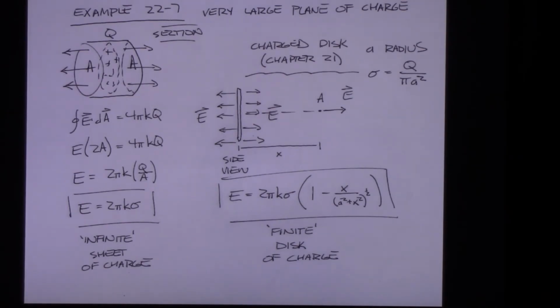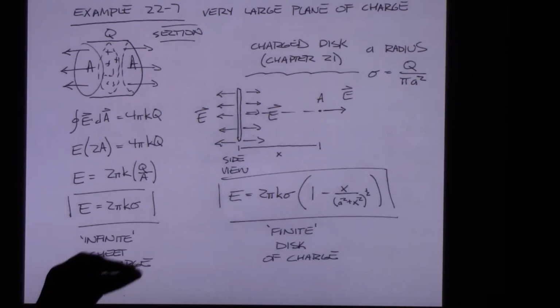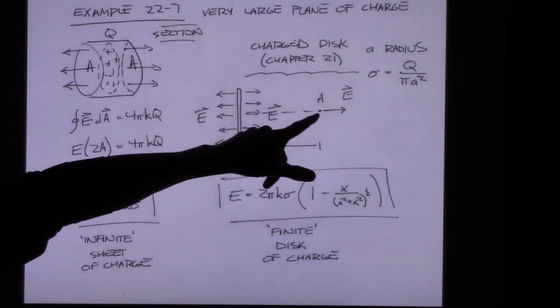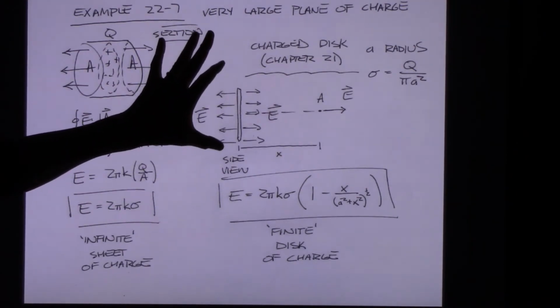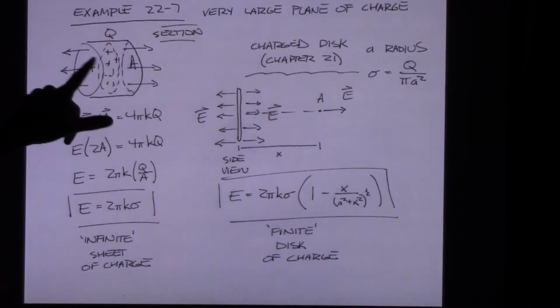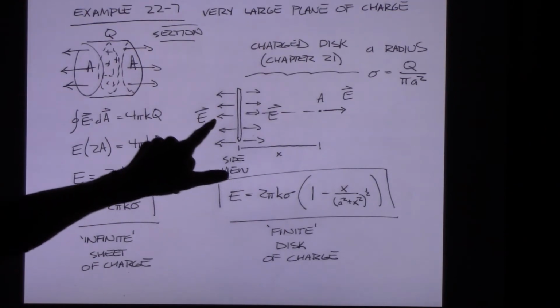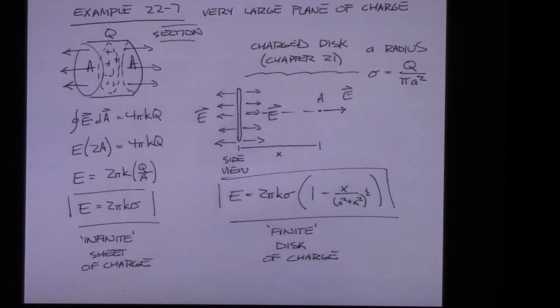We can do a comparison on this. If you remember, back in chapter 21, it was probably a traumatic example to go through. I hope you guys are recovering from that. We went through and did a direct calculation in chapter 21 for a circular disk of charge, uniformly charged. What was the E field a distance x along the axis of that charged disk?